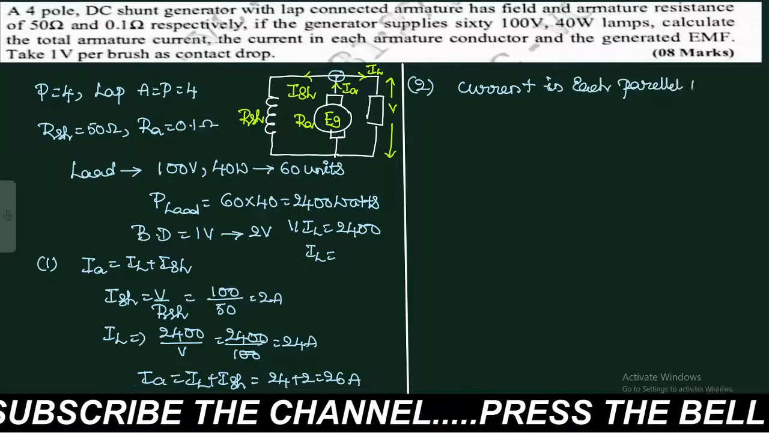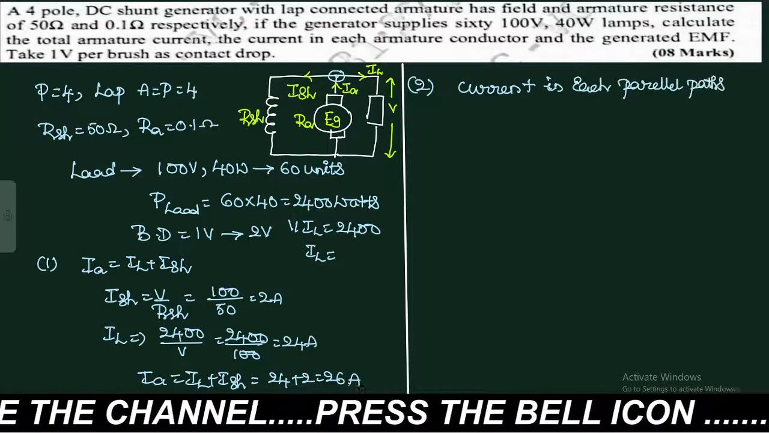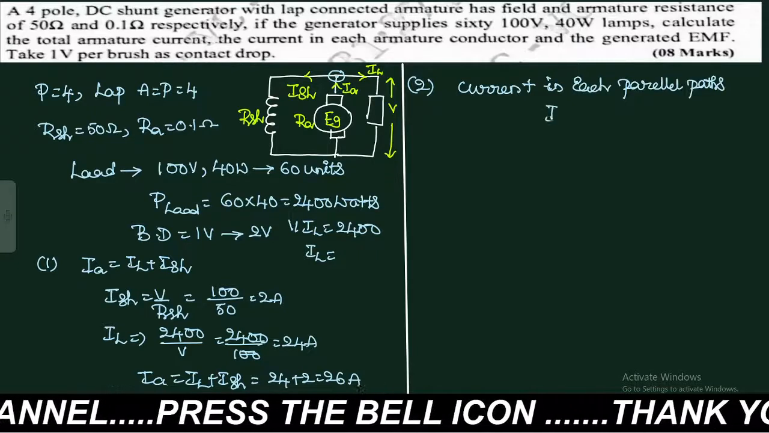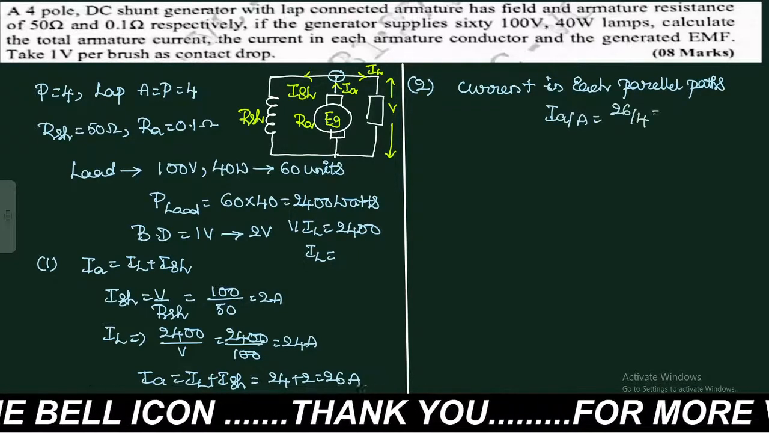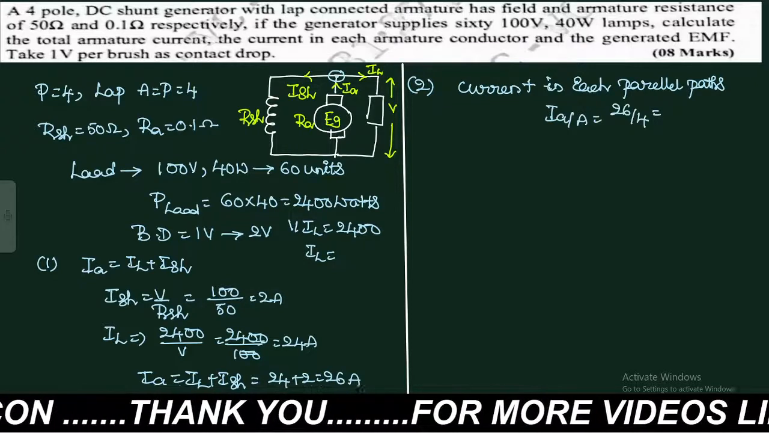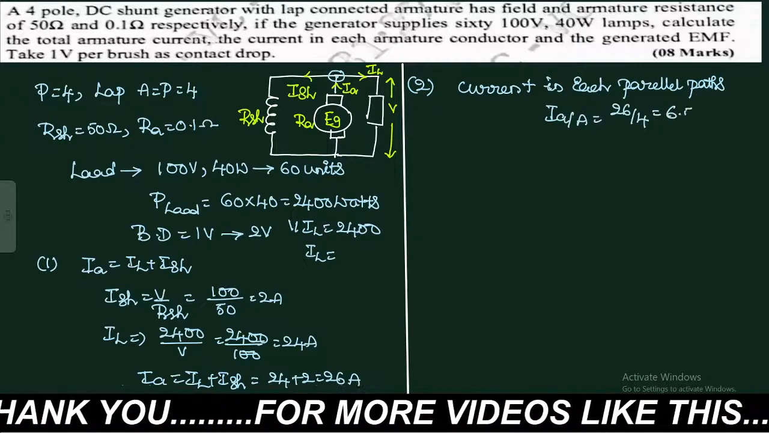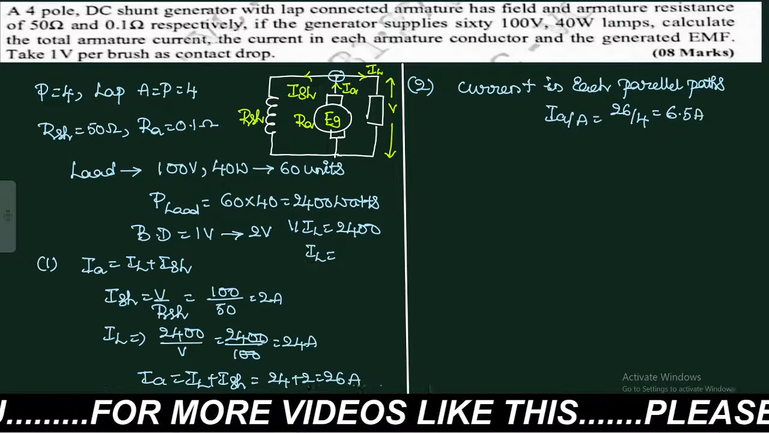Here, how many parallel paths are there? Here you have A equals 4. So IA divided by A is 26 divided by 4, and your answer will be 6.5 amperes. That is the answer for this.